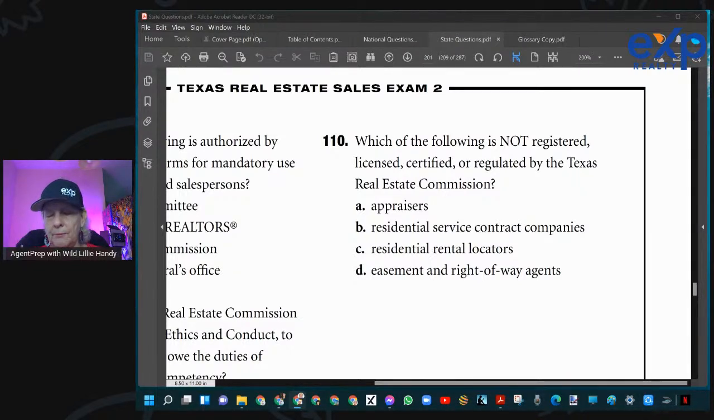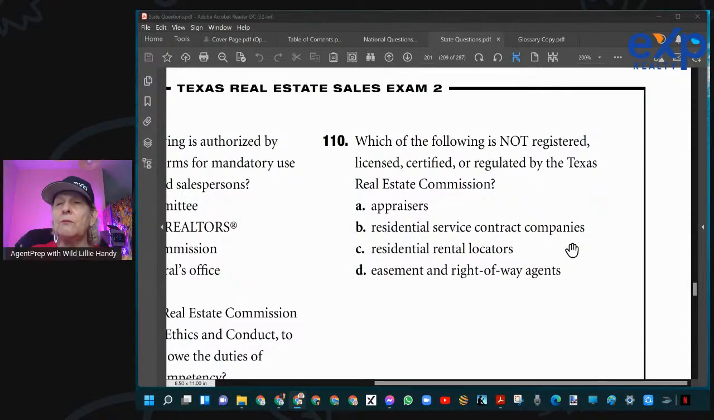Residential service contract companies are home warranty companies, okay, that provide like insurance, a warranty for appliances, you know, AC, electrical, plumbing, and mechanical issues inside the home. That's what a residential service contract company is. They're a home warranty company. Not homeowners insurance, but home warranty. So they are regulated by TREC.